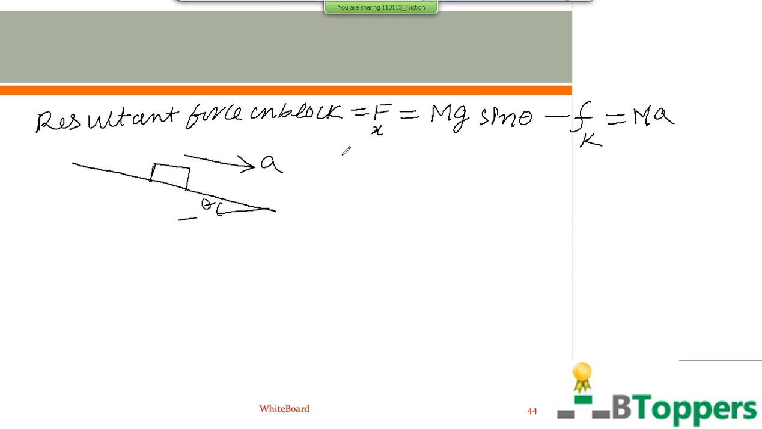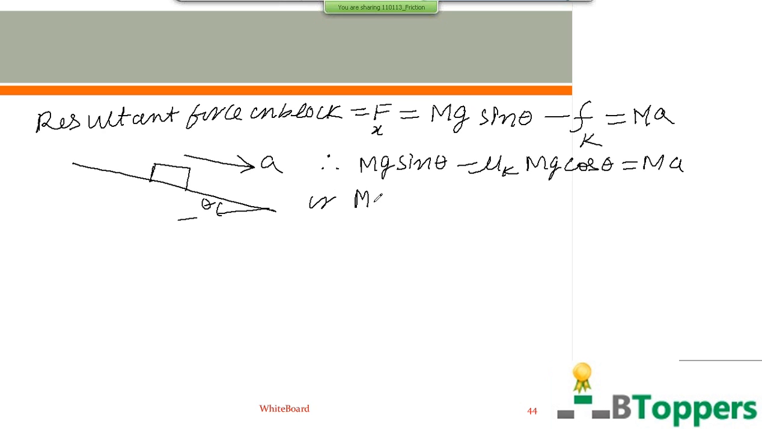So if you substitute the magnitude of kinetic friction equal to mu_k into N, or mu_k into mg cos theta, on the left hand side, then you get mg sin theta minus mu_k into mg cos theta equal to ma. You can take mg common outside on the left hand side. So mg into sin theta minus mu_k into cos theta equal to ma. So you can divide the equation by the mass m.